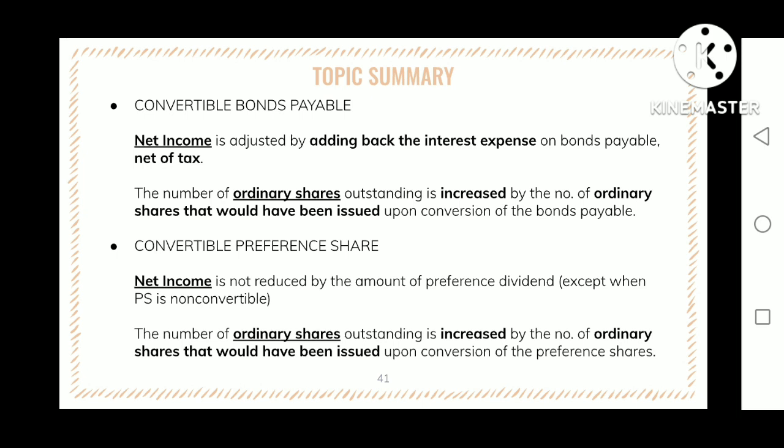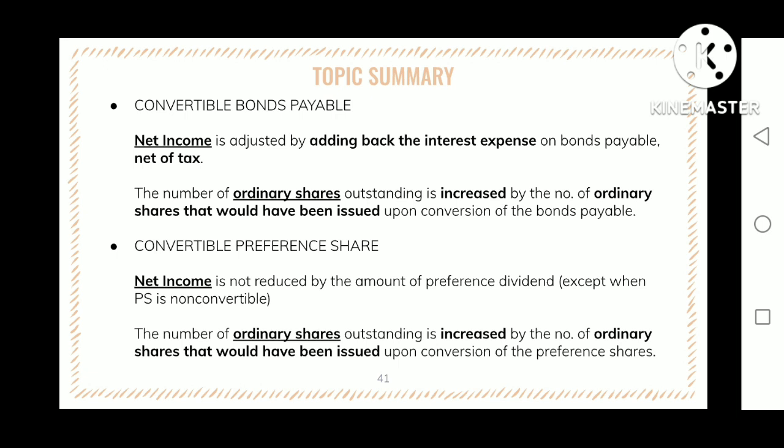Sa convertible bonds payable po, kung i-apply po natin ang formula ng diluted earnings per share, the adjustment on net income is ina-add po natin. We add back the interest expense on bonds payable net of tax over the number of ordinary shares outstanding increased by the number of ordinary shares that would have been issued upon conversion of the bonds payable. So, yung net income po over number of ordinary shares, ito po yung kanilang adjustments.